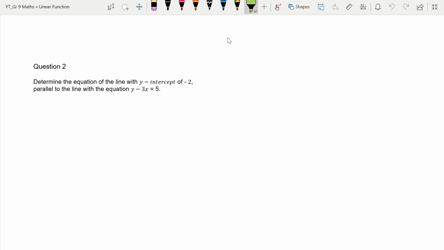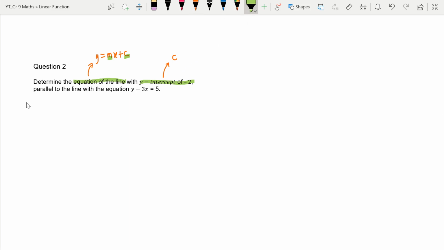Question 2. We clearly were not given a graph that we need to interpret. So with this one, we're going to have to read carefully. Determine the equation of the line. So they want the equation of the line, so we already need to know that that means y is equal to mx plus c, and we're going to have to find the gradient m, and we're going to have to find the y-intercept c. With a y-intercept of -2, okay, so for the line that we need to find, they already gave us the y-intercept of -2, and you need to identify that as our c value, because the c value is our y-intercept.